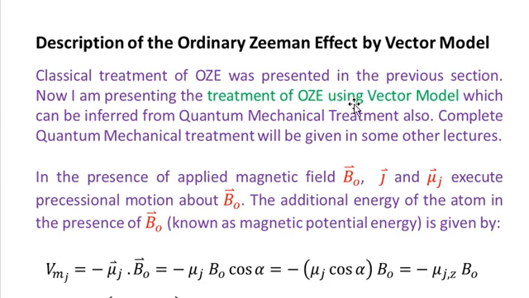Now, description of the ordinary Zeeman effect by the vector model. Here we are going to explain the Zeeman effect by the vector model, and the vector model is very much similar to the quantum mechanical treatment. The classical treatment of the ordinary Zeeman effect was presented in the previous section. Now I am presenting the treatment of the ordinary Zeeman effect using the vector model, which can be inferred from the quantum mechanical treatment also. The complete quantum mechanical treatment will be given in some other lectures.